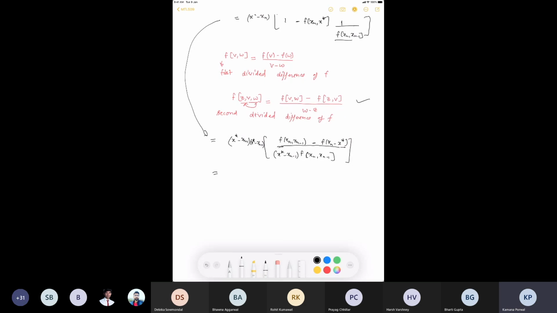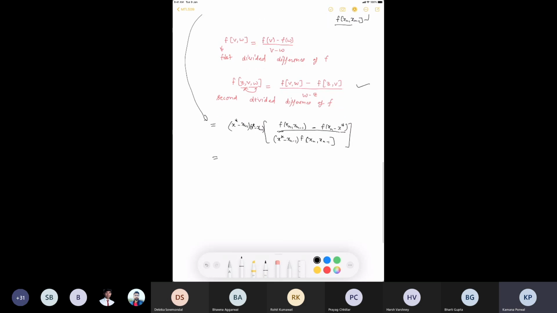Then I'm going to use the second divided differences. Upon using that, I will get x star minus xn, x star minus xn minus 1, and the second divided difference of f with the arguments xn minus 1, xn and x star.